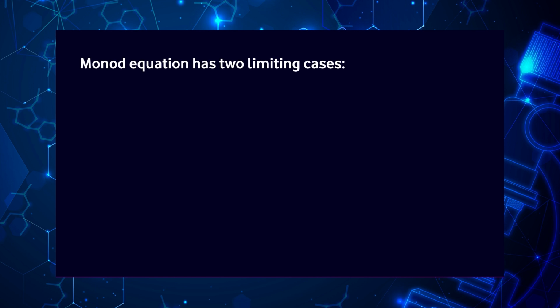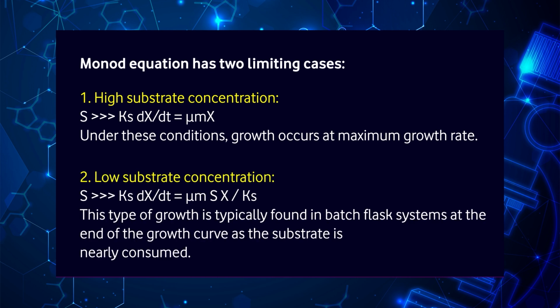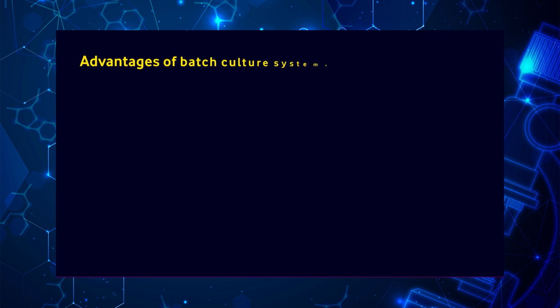The Monod equation has two limiting cases. First, if the substrate concentration is high, if S is very high compared to Ks, then dx by dt is equal to mu m into x. Under these conditions, the growth occurs at maximum growth rate. If there is low substrate concentration, the substrate concentration is very small in comparison to Ks, then dx by dt becomes mu m S x by Ks. This type of equation is typically found in a batch flask system at the end of the growth curve, as the substrate is nearly consumed.